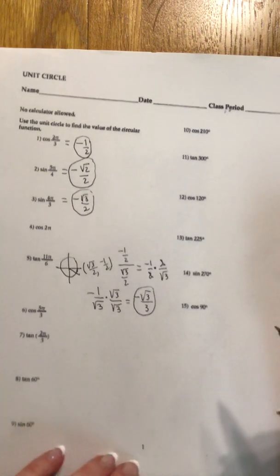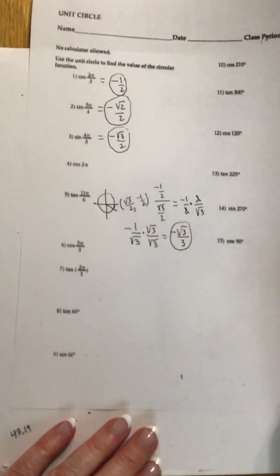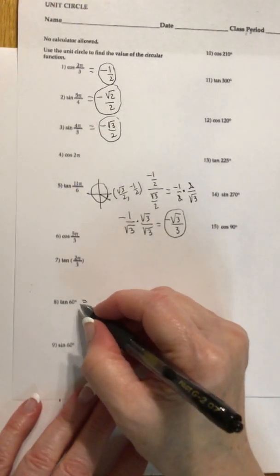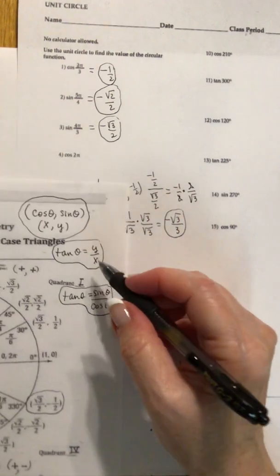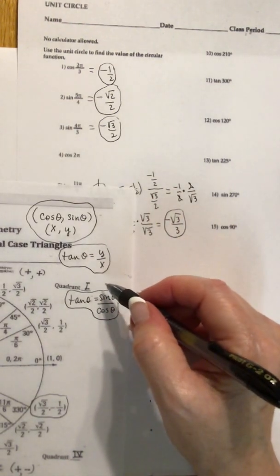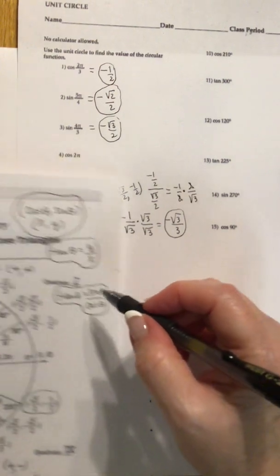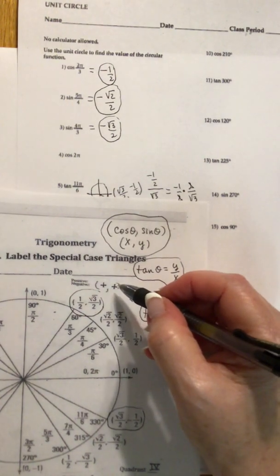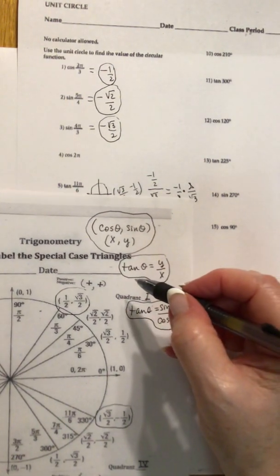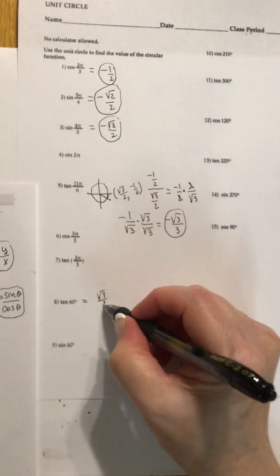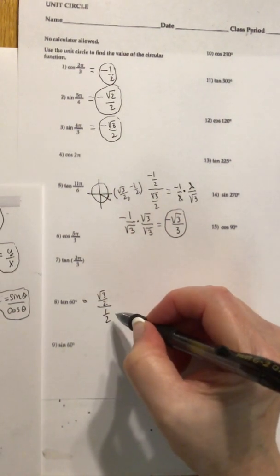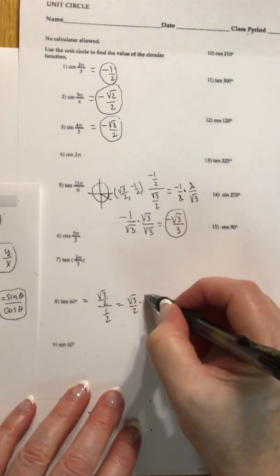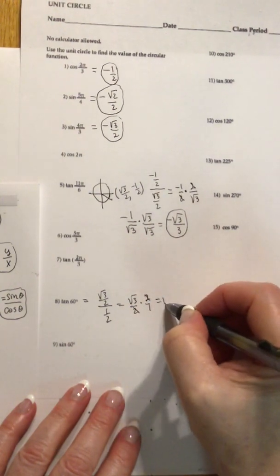Okay, let's try another tangent one. Let's do this tangent 60 down here. So again, this would be tangent 60. We know tangent is sine over cosine, or y over x, whichever way you want to look at it. So we have 60 is up here. So our y over x is going to be what? Square root of 3 over 2 over 1/2. So I rewrite it, square root of 3 over 2 times 2 over 1, and the 2's cancel, and I get positive square root of 3.